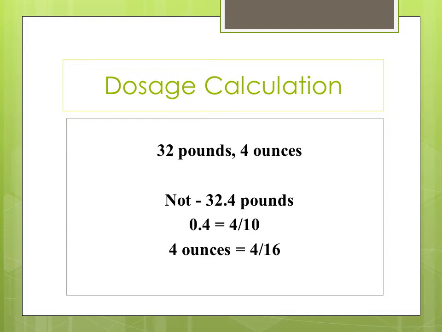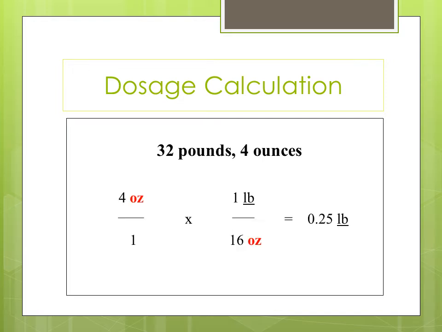0.4 is 4 over 10. 4 ounces is 4 over 16. There are 16 ounces to a pound. To change ounces to pounds, we will start with 4 ounces, placing it over 1 to make a fraction. To multiply it by 1, we will use the fraction 1 pound over 16 ounces. 1 pound of sugar is the same weight as 16 ounces of sugar. Equal values on the top and bottom are the same as 1.